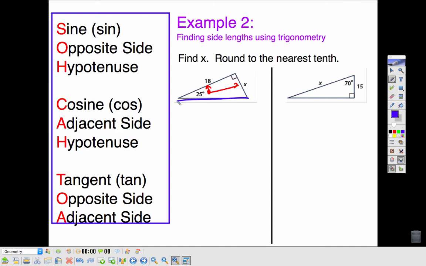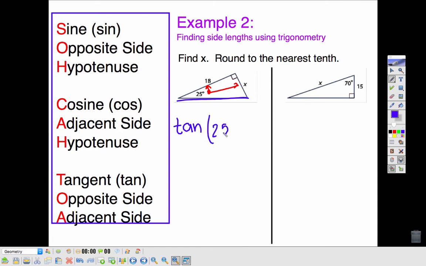How do I know that's the hypotenuse? It's across from the right angle. Okay, so we know that's the hypotenuse. So we're actually using opposite and adjacent. So we are going to be using the tangent function, because we have opposite and adjacent.